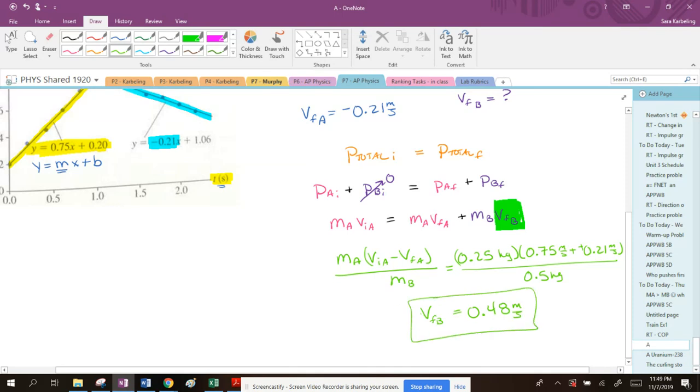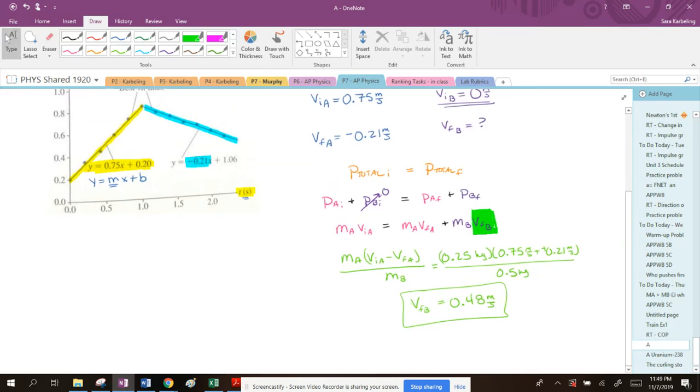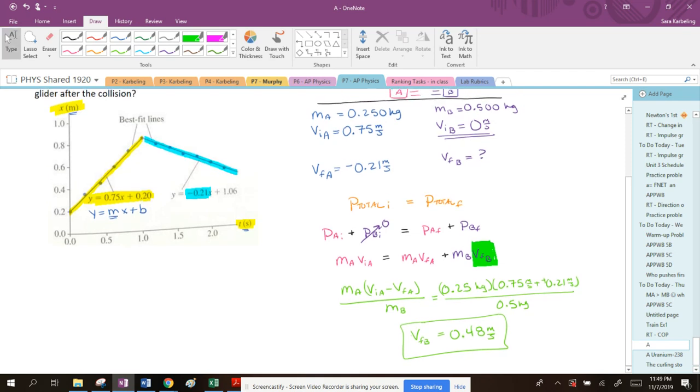I often like to take a look at these and make sure that it makes sense. So it's going slower than cart A started out, but that kind of makes sense because it's twice as big. So its acceleration is going to be a lot smaller than A's, because A is only half as big.